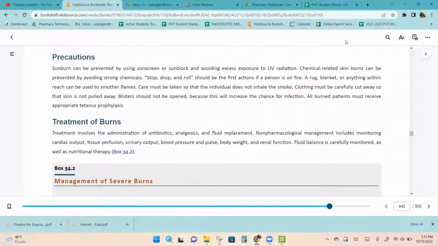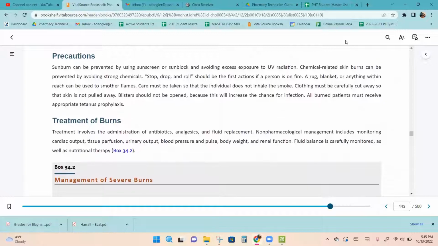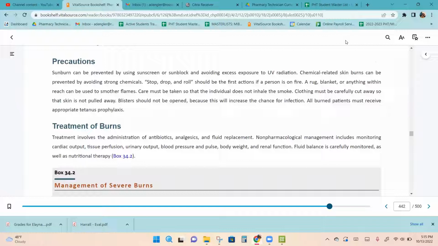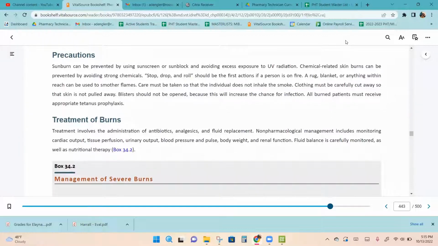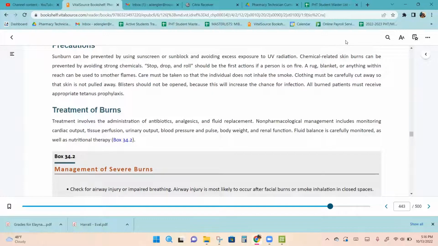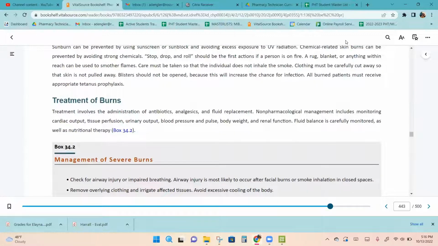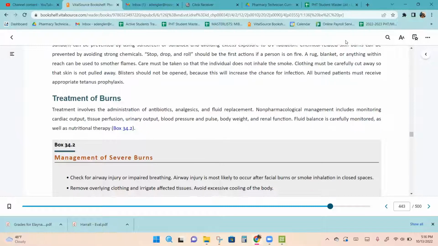Sunburns obviously can be prevented by using sunscreen or sunblock and avoiding excess exposure to UV radiation. Chemical-related skin burns can be prevented by avoiding strong chemicals. Stop, drop, and roll should be the first action if a person is on fire. A rug, blanket, or anything within reach can be used to smother flames. Care must be taken so that the individual does not inhale the smoke. Clothing must be carefully cut away so that the skin is not pulled away. Blisters should not be opened because this will increase the chance for infection.